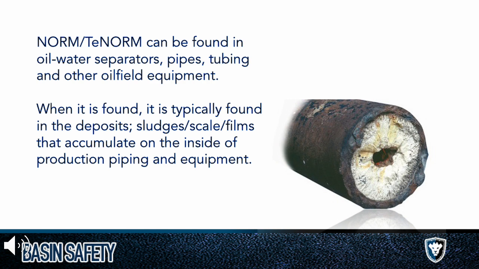NORM and TENORM can be found in oil, water, separators, pipes, tubing, and other oil field equipment. When it is found, it is typically found in the deposits, sludges, scale, and films that accumulate on the inside of production piping and equipment. As you can see in the picture right there, that would be NORM material.